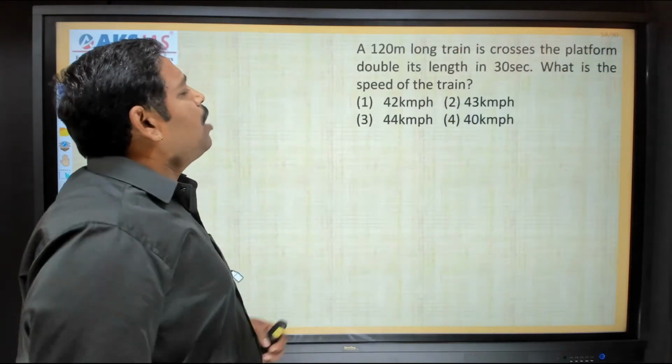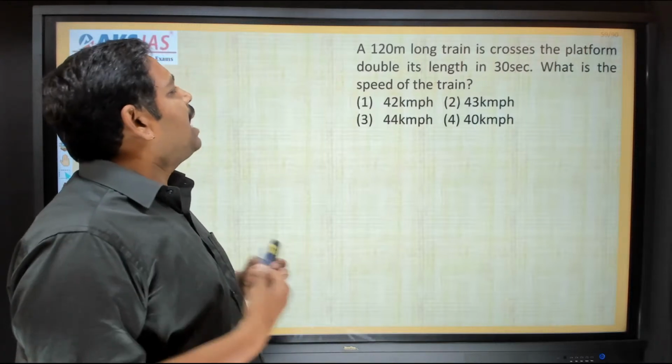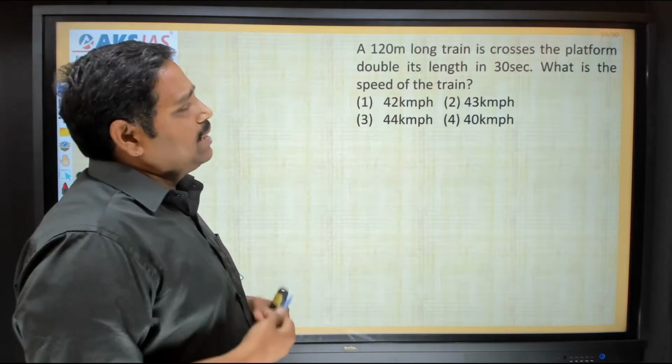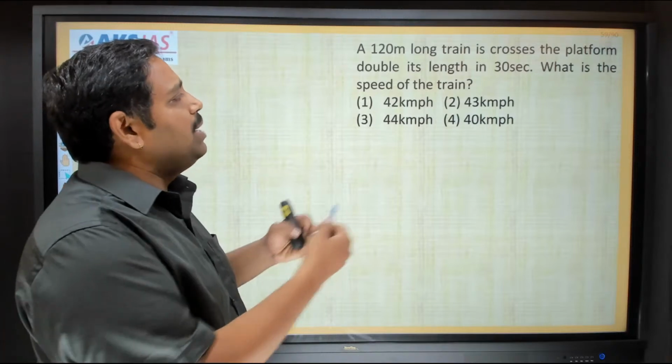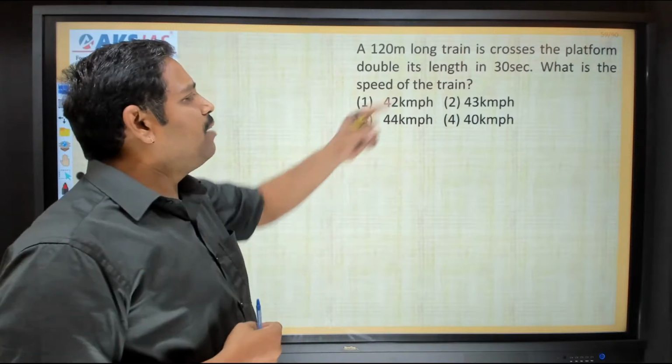A 120-meter long train crosses the platform of double its length in 30 seconds. What is the speed of the train?